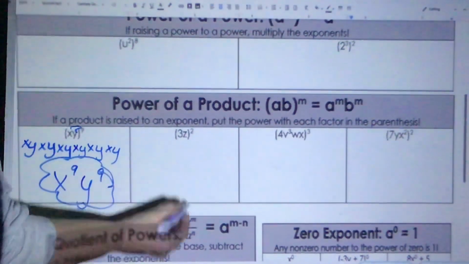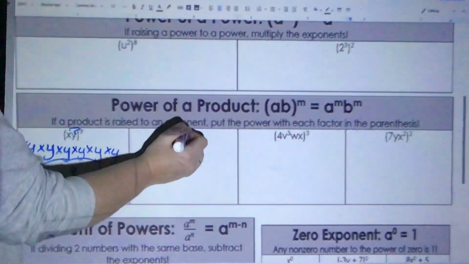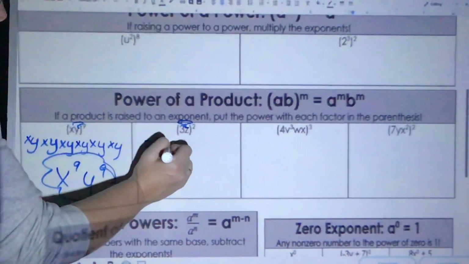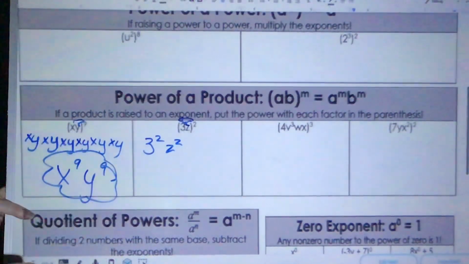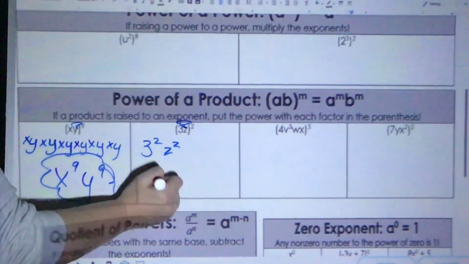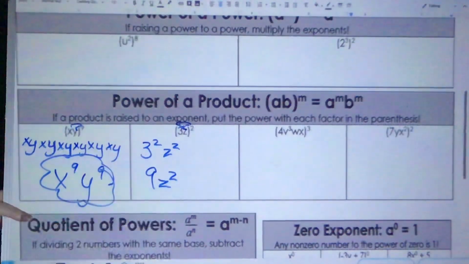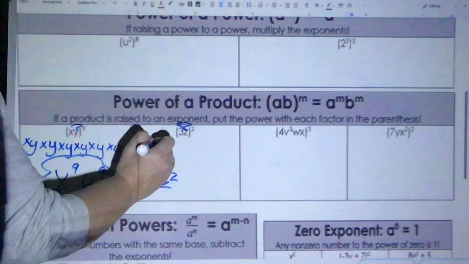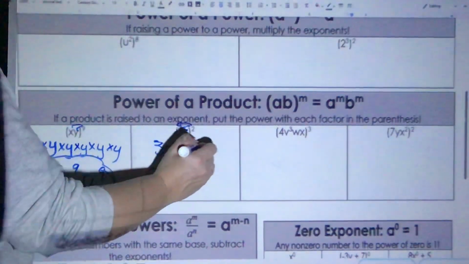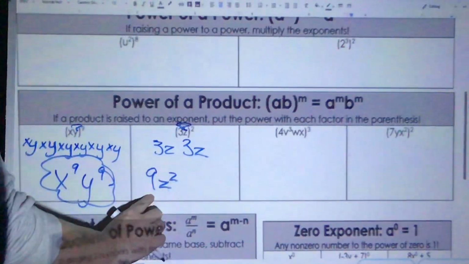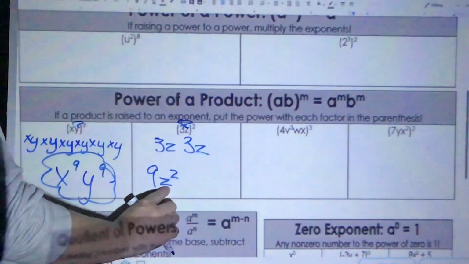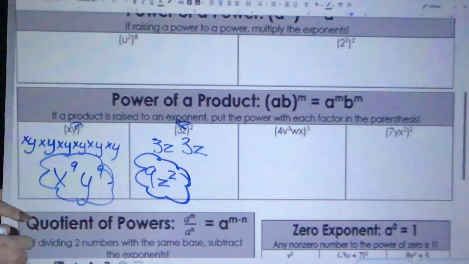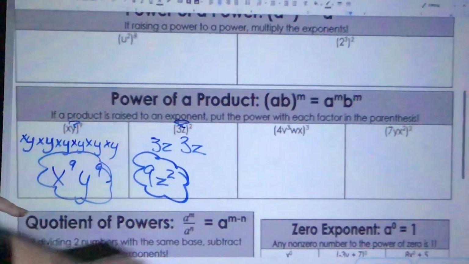For the next example, I'm going to distribute the second power to each thing in parentheses. So I would have 3 to the 2nd and z to the 2nd. 3 to the second is 9. z to the second is just z to the second. But if you didn't remember the rule, you could always just expand this and write 3z times 3z. Multiply your 3's, z times z would be z squared. So if you don't remember these rules, it's okay because you can always expand and get your answers.